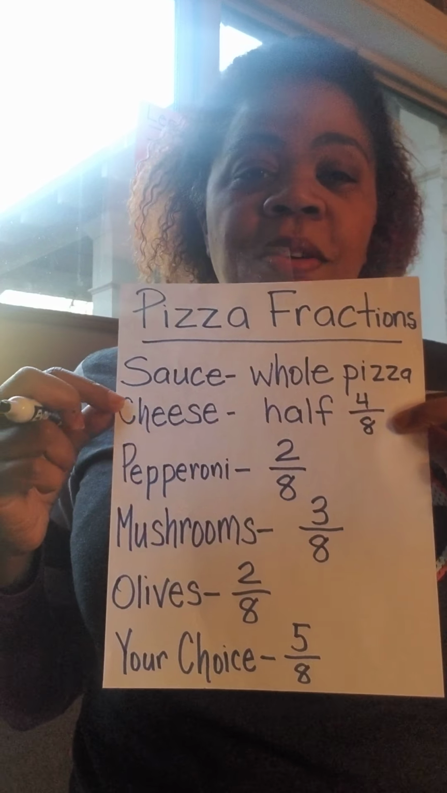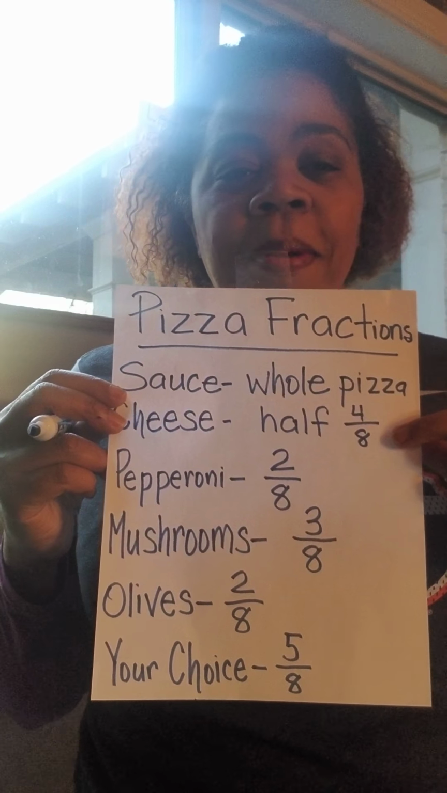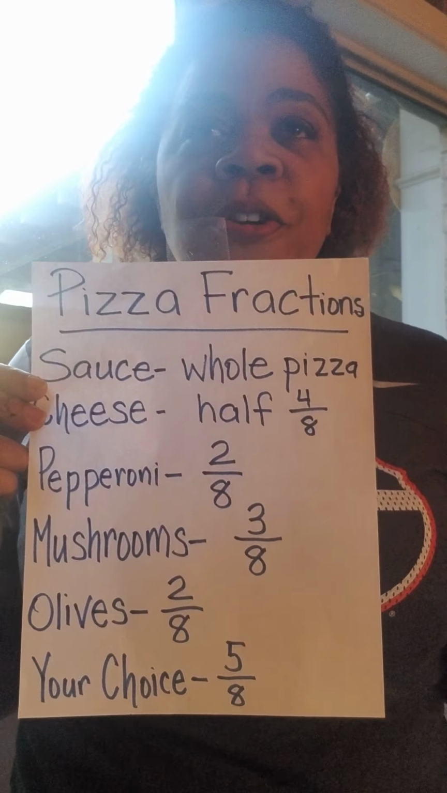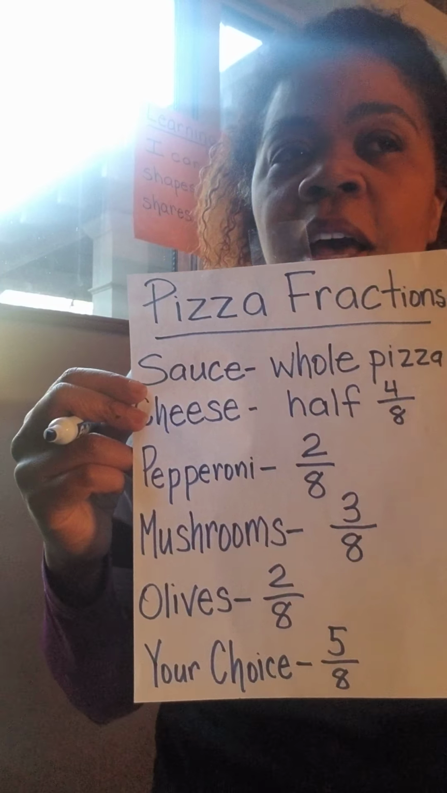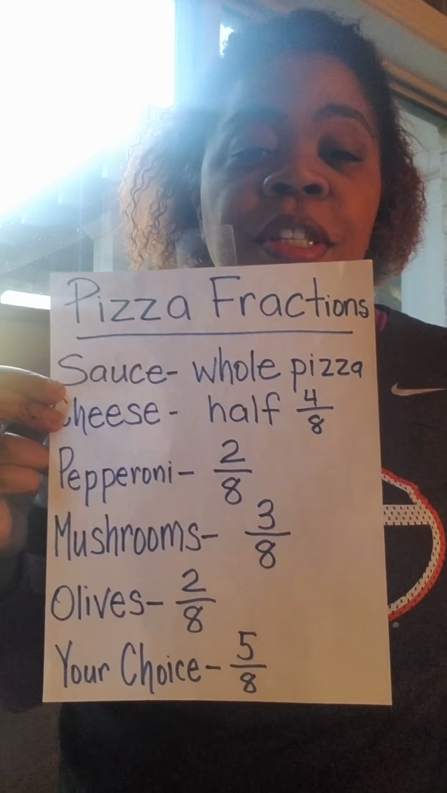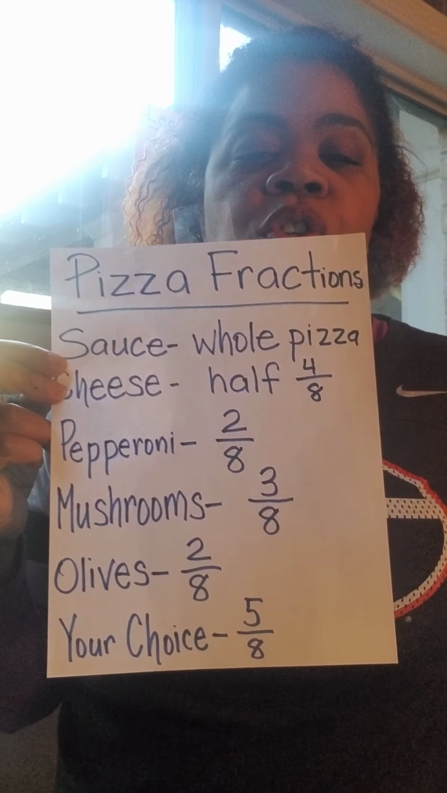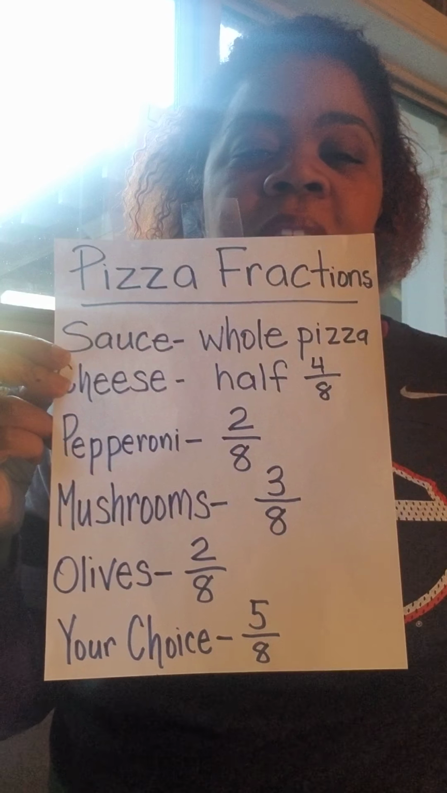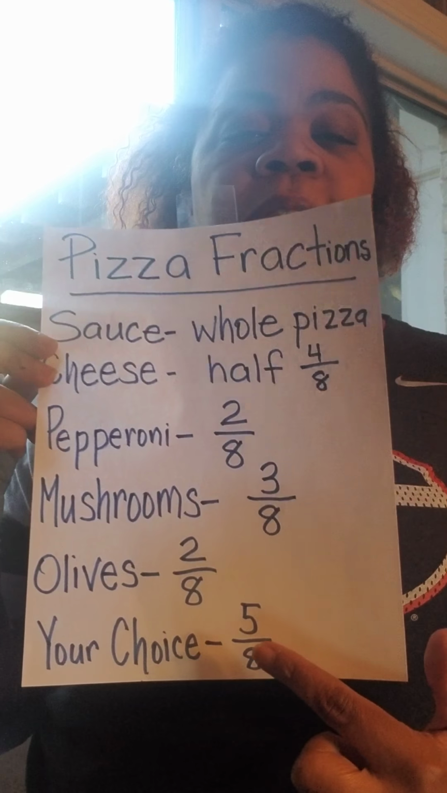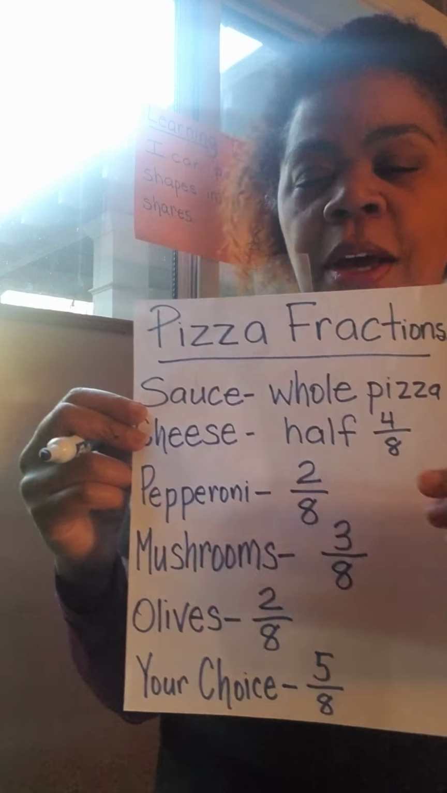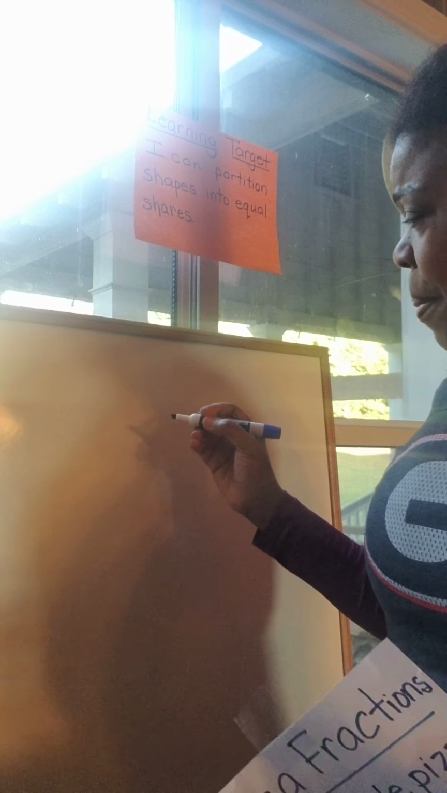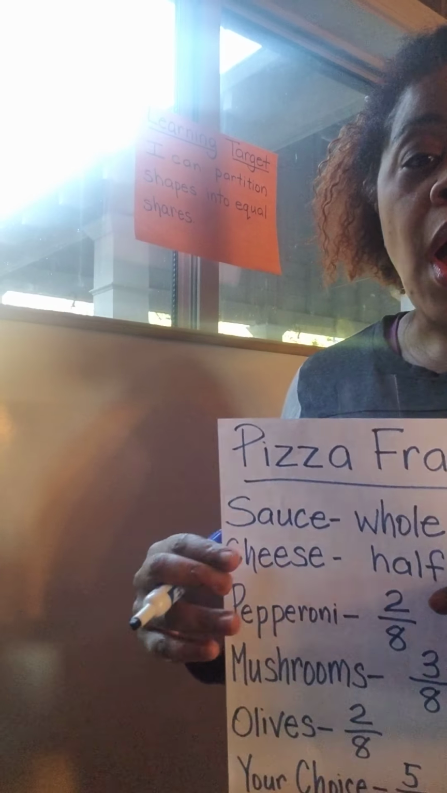Choose something else that you like to put on pizza. Maybe it's bacon, maybe it's sausage, maybe it's spinach, maybe it's onions, peppers, whatever you like. Okay, you choose something else and tell me what it is, and you put it on 5/8 of the pizza. So you're going to make a pizza.